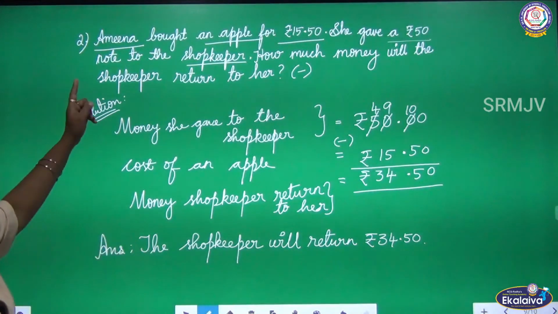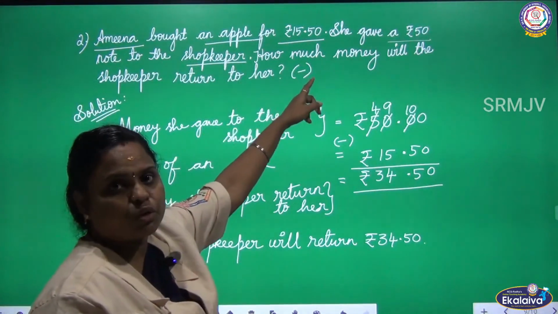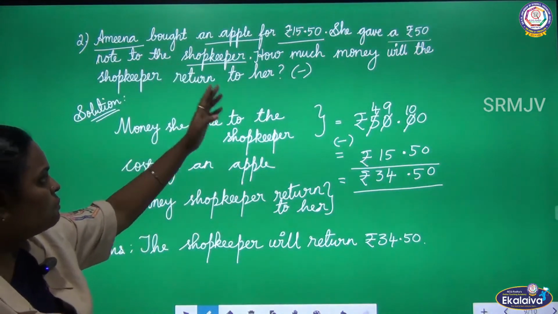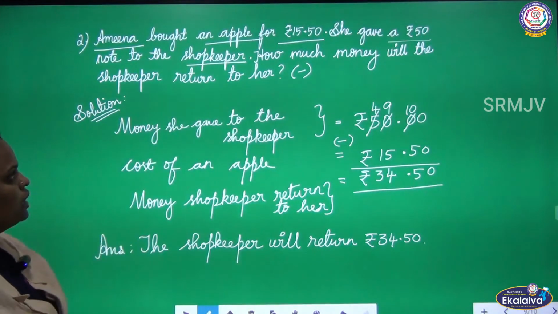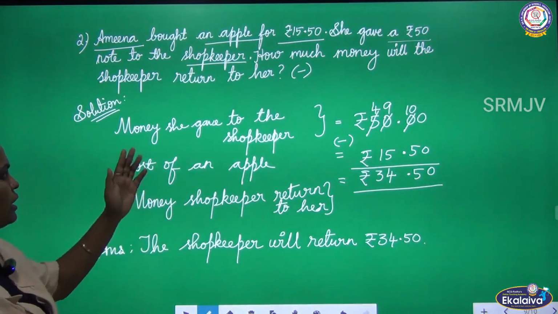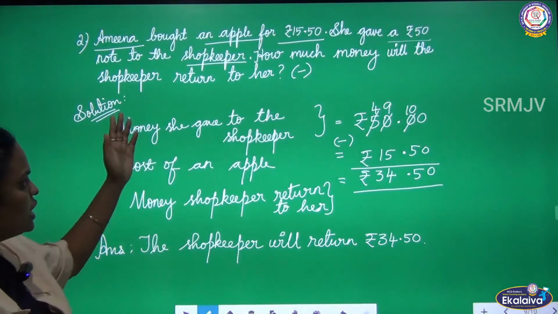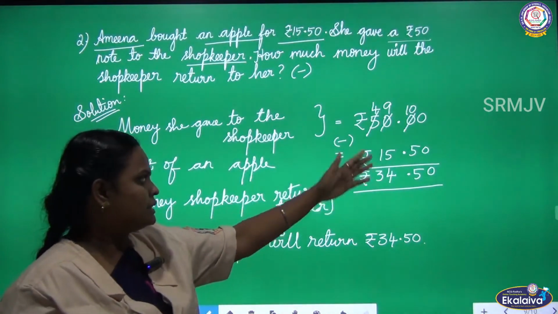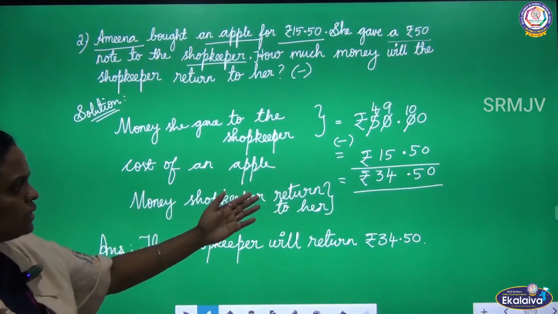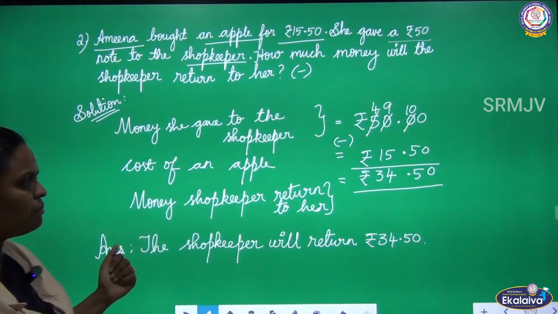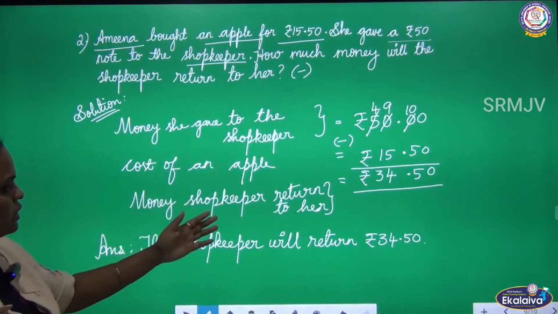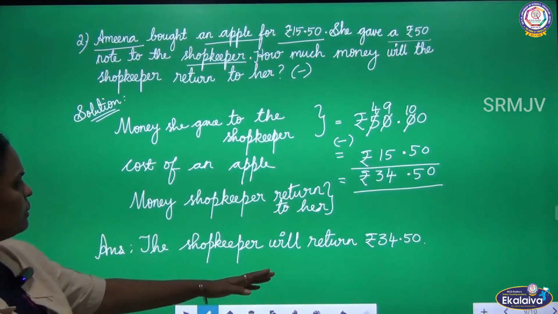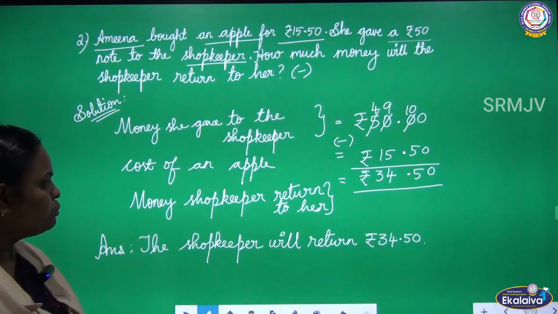So listen children, Amina bought an apple for 15 rupees 50 paise. She gave a 50 rupees note to the shopkeeper. How much money will the shopkeeper return to her? So what we are going to do? We are going to subtract and then find out the answer. So money she gave to the shopkeeper is 50 rupees. The cost of an apple is 15 rupees 50 paise. So if you subtract, you will get 34 rupees 50 paise. So how much will she get from the shopkeeper? So money the shopkeeper returned to her is 34 rupees 50 paise. So the shopkeeper will return 34 rupees 50 paise.